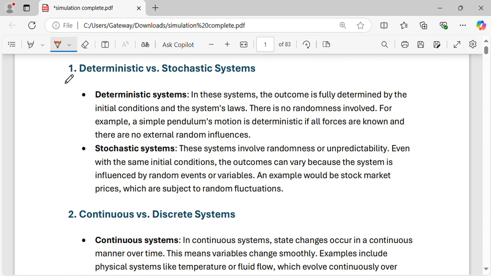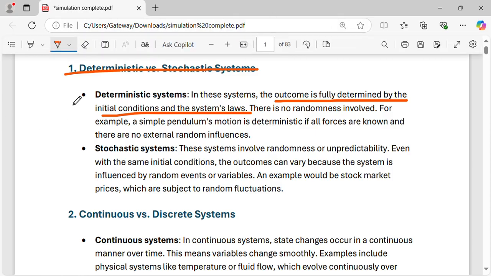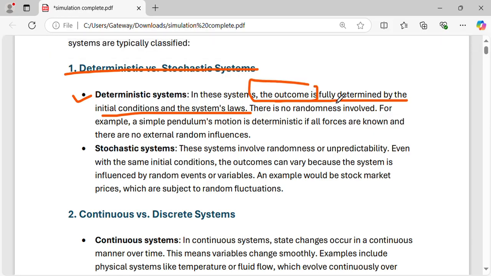So the first type is deterministic versus stochastic systems. What are deterministic systems? The outcome is fully determined by the initial conditions and the system's laws, right? So these deterministic systems, as the word shows, their outcome could be predictable, right? And there's no randomness involved, right?